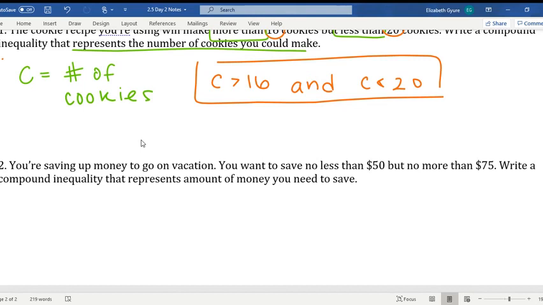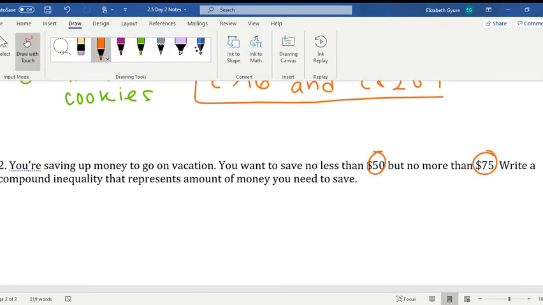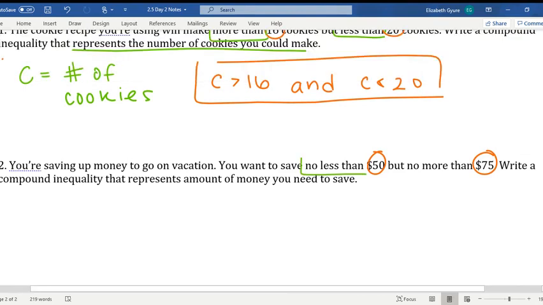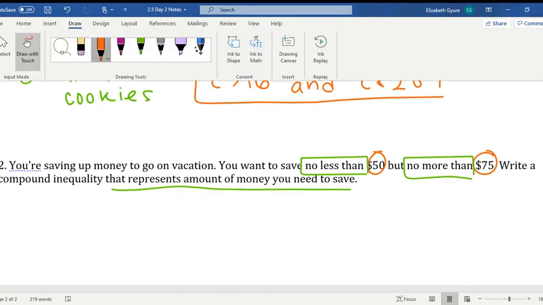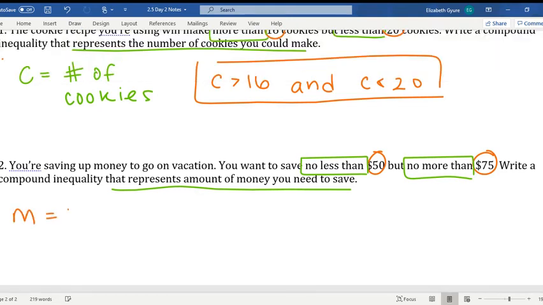What are my important numbers? 50 and 75. What are my important math action words? No less than and no more than. And then it says to write a compound inequality that represents the amount of money you need to save. What would be a reasonable variable to use? Sure, M for money.